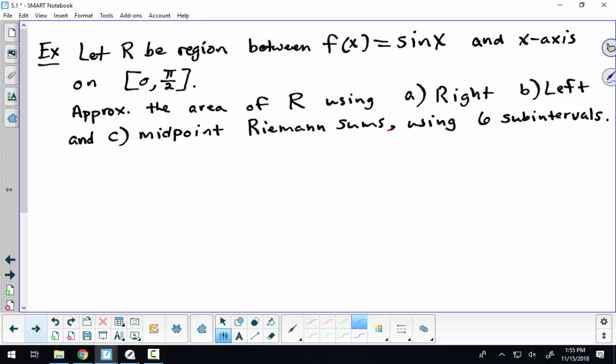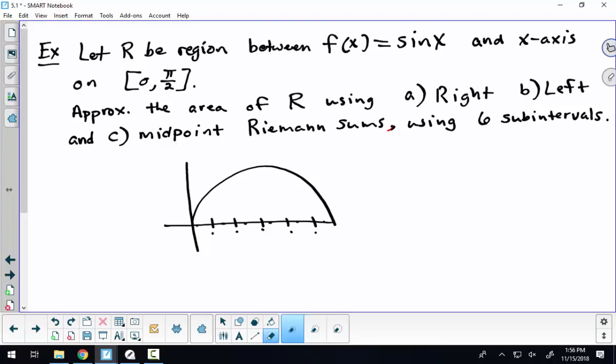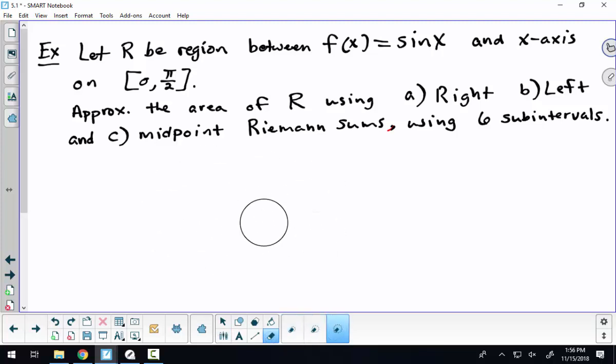So if you want, you can draw this function out, the sine from 0 to pi over 2, and then partition that into 6 subintervals. Determine what this point is, what this one is, and so on, and then use the left, right. So you can draw a picture out if you want, but we're going to just use the definition of all this stuff so we don't have to draw a picture.